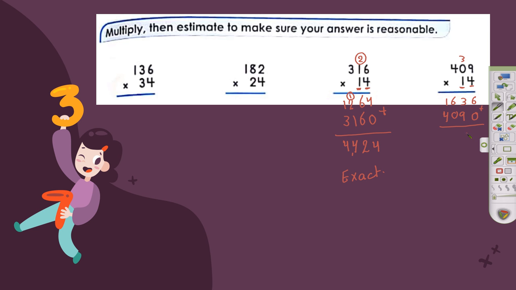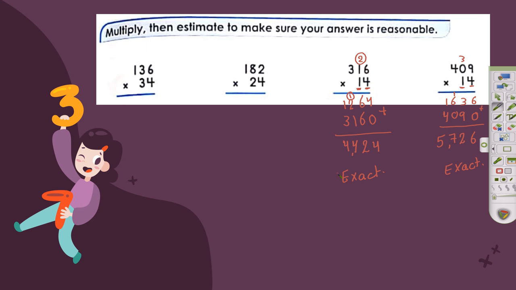6 plus 0 equals 6. 3 plus 9 equals 12. 1 plus 6 plus 0 equals 7. And 1 plus 4 equals 5. So the answer is 5,726. And this number also, we call it what? Great job, exact number. Okay?